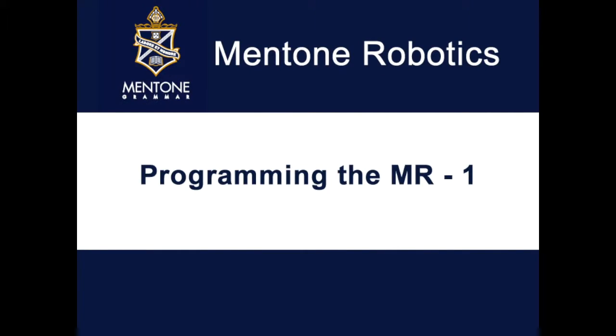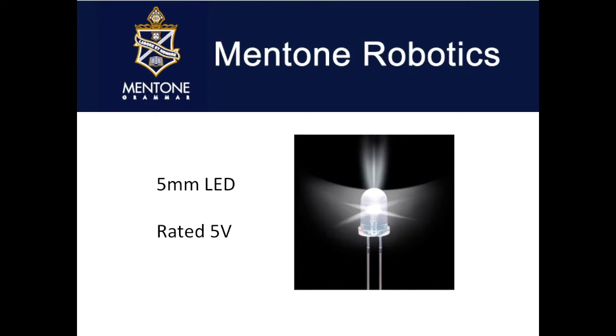Let's look at programming the LED, or the two LEDs, in the MR1. Basically, I use a 5mm LED, a super bright one, and they're usually rated for about 5 volts, so they're pretty safe to run straight out of the Arduino without a resistor. If you buy your own, you can check to make sure you buy them like this, or you can add a resistor in line if you need to.